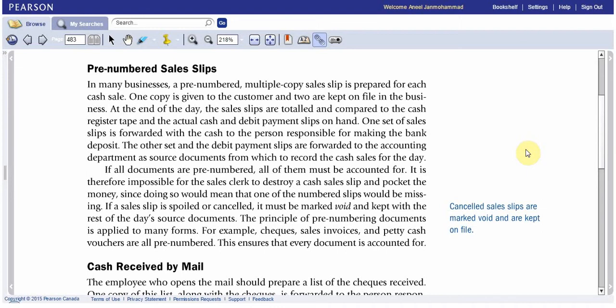Now, sometimes sales slips get destroyed, and what we have to do is write void on those sales slips that record that we received cash. So when we write void and still submit it with all the other sales slips, then the accountant knows that, okay, this sales slip wasn't used. So every single sales slip is there, and the accountant will see all those numbers. Okay?